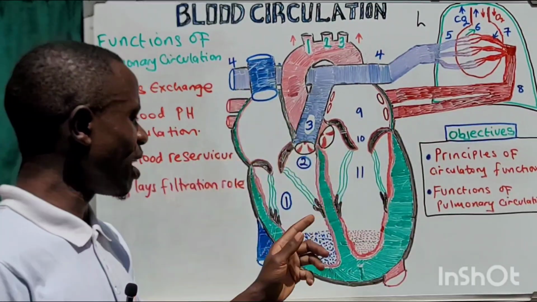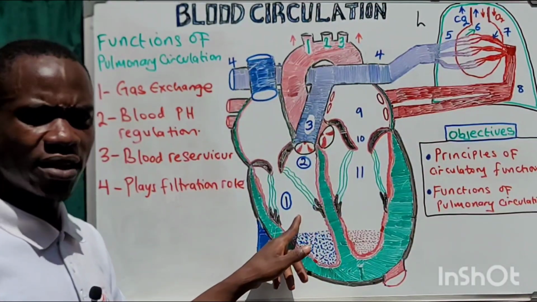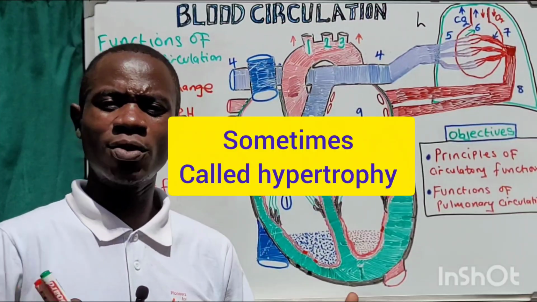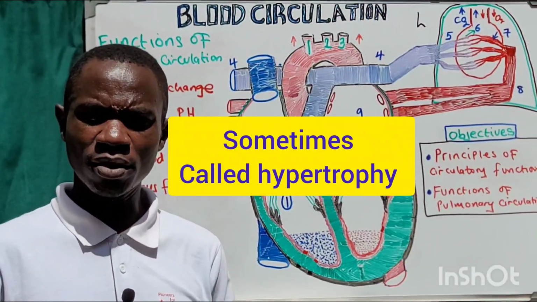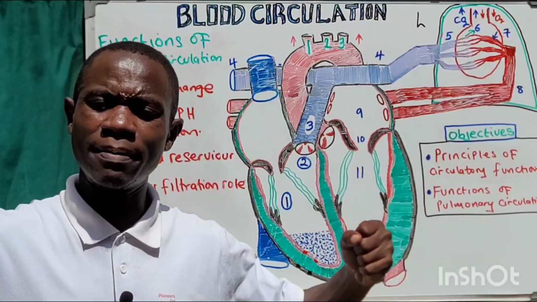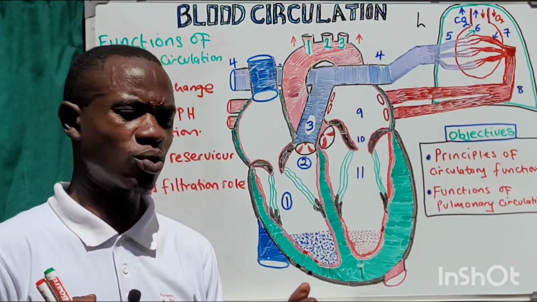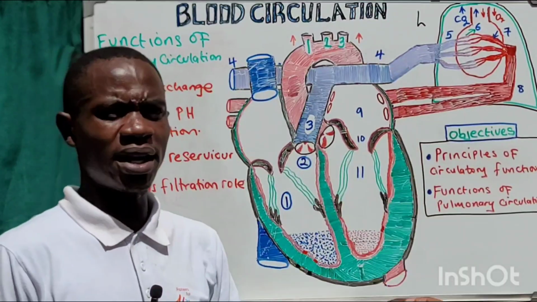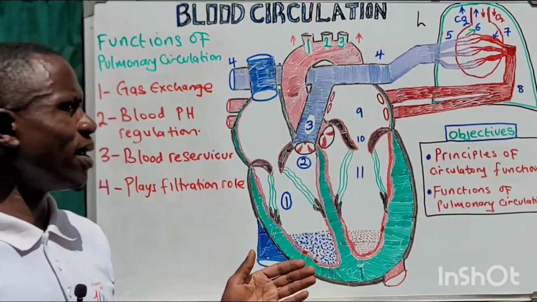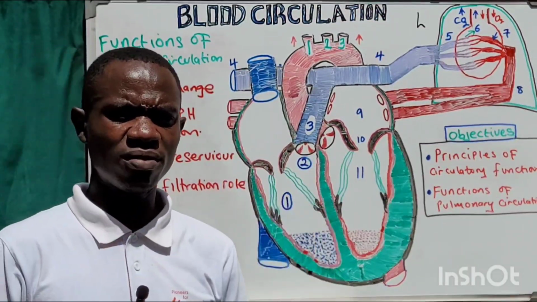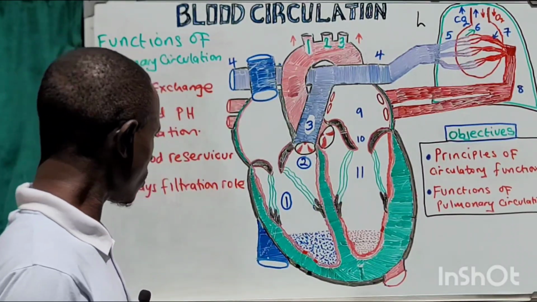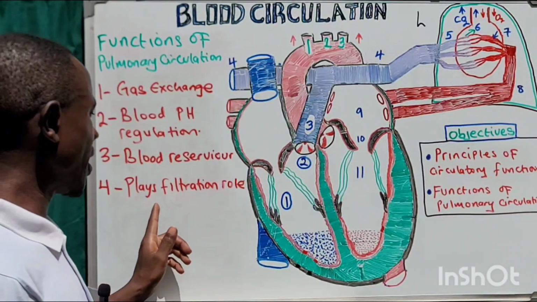In the long run, our right ventricle is going to become enlarged, which we call right-sided cardiomegaly, because of the repeated strong contractions to overcome the resistance resulting from the pulmonary embolism. We shall come back to the detail of that during the study of pulmonary embolism. So that's what we mean by the filtration role.